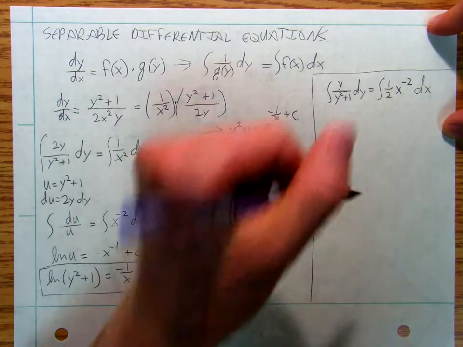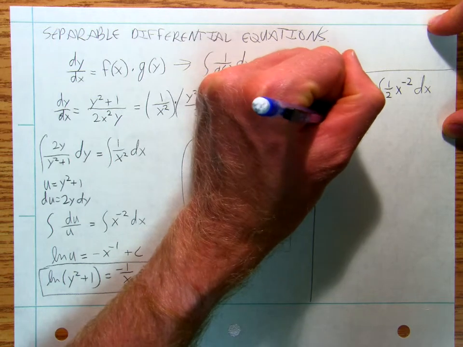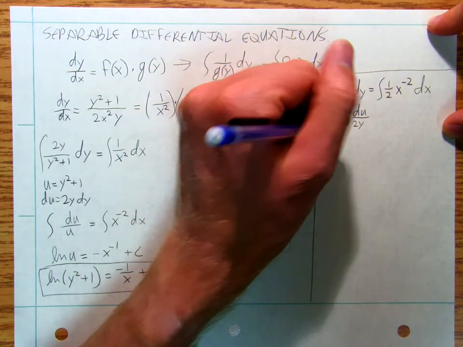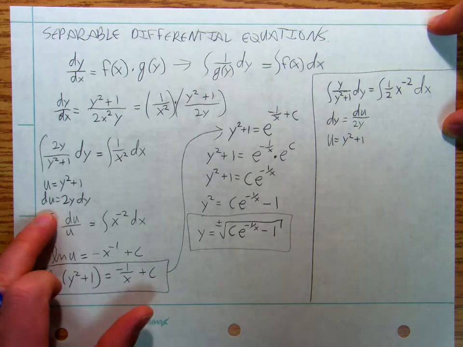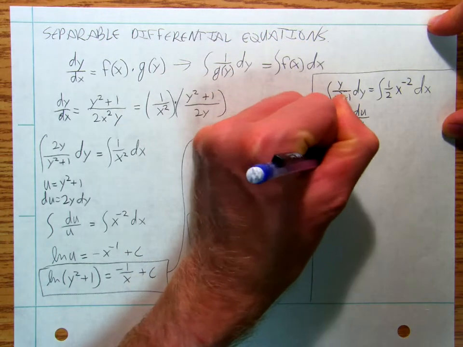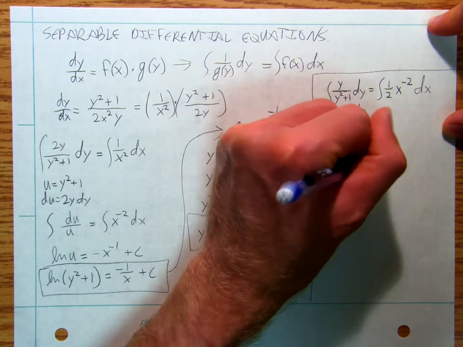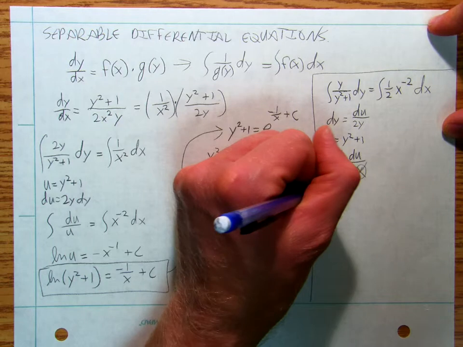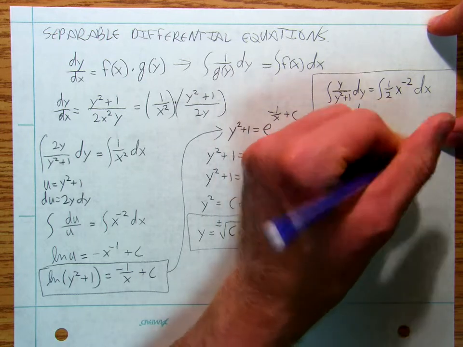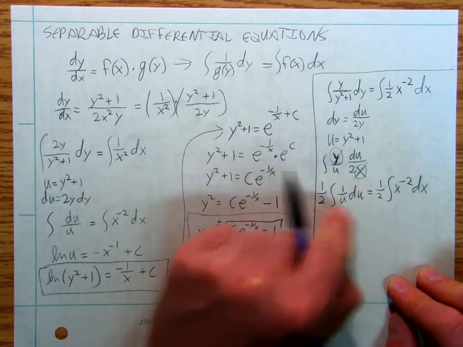And now I'd do the same thing, but now I'd say that dy is equal to du over 2y, and u is equal to y squared plus 1, just copying this over again, so I'm going a little bit quickly on it. So what I would have is y over u, du over 2y. That y would cancel that y. And so I would have 1/2 the integral of 1 over u du is equal to 1/2 of the integral of x to the negative 2 dx. And now I've got matching 1/2s on both sides.